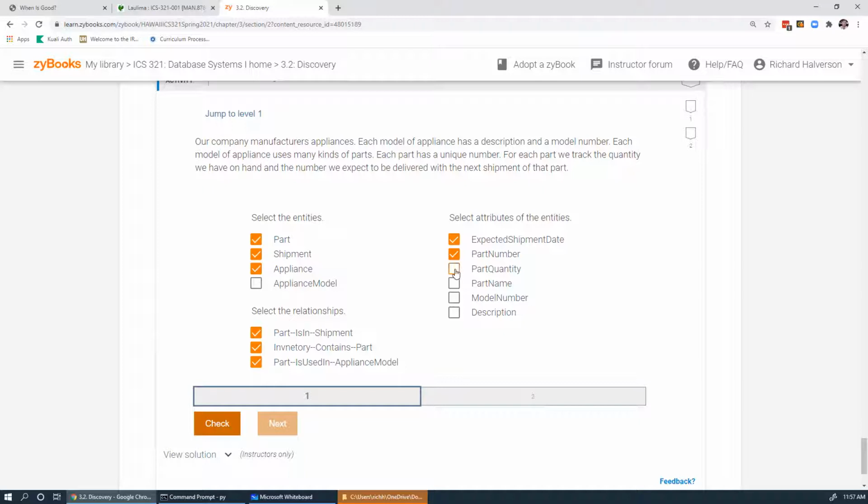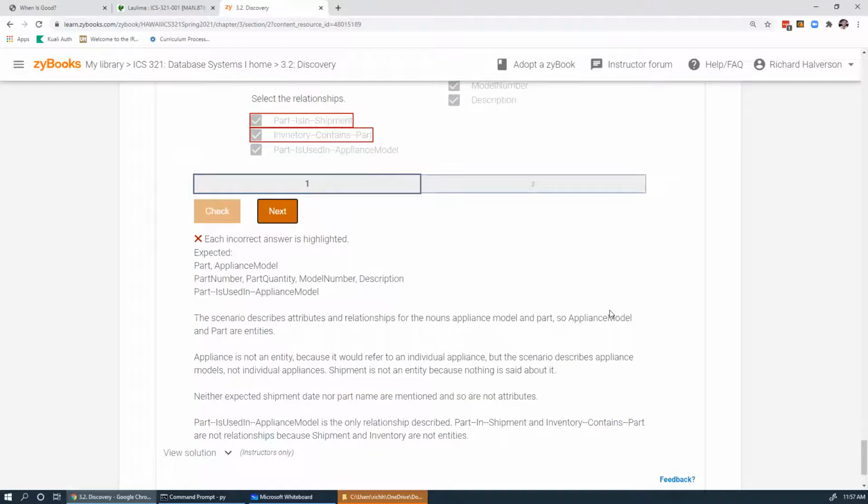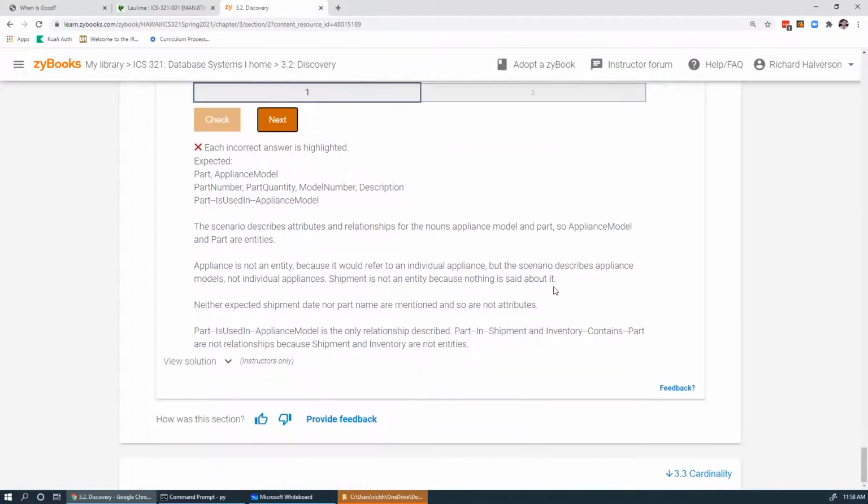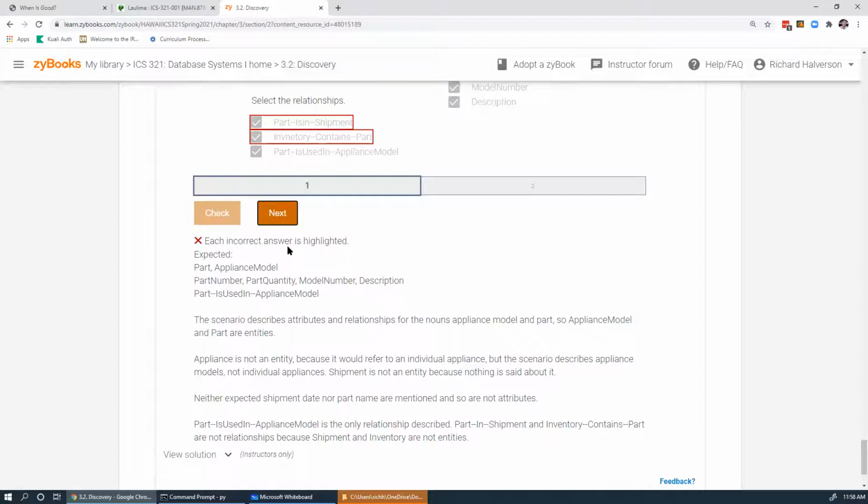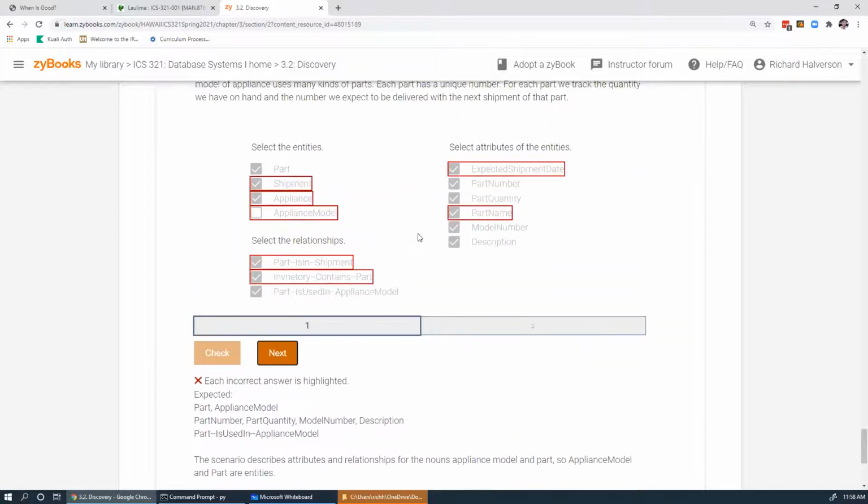Maybe it is, in which case this would be. I wonder if they're all supposed to be, I'm going to say, I think this is wrong. Incorrect is highlighted. Each incorrect answer is highlighted. Okay, wow. So part is used in appliance model.